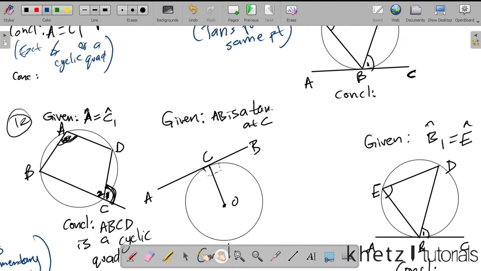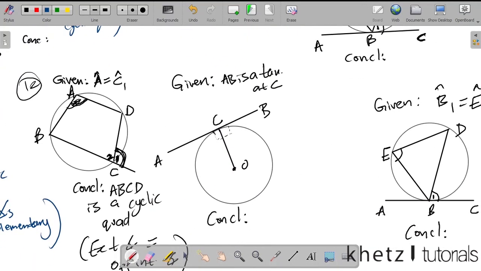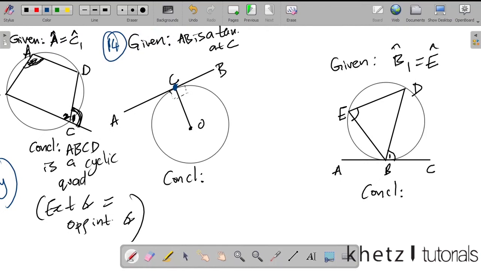Moving on to number 14, I have number 14 over here, right? We're given that AB is a tangent at C, and C is this point over here. What can we conclude from that? We can conclude that OC is perpendicular to AB. So if we have a line which originates at the center and it goes to a tangent, we can conclude that the line from the center is perpendicular to the tangent.